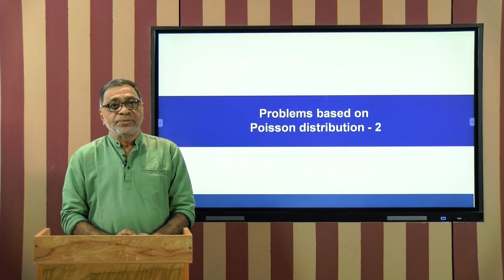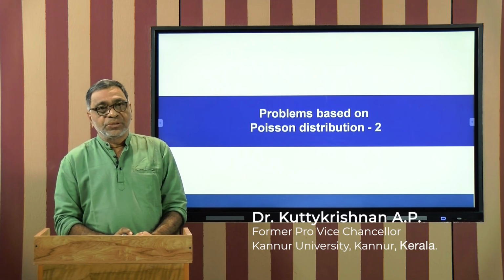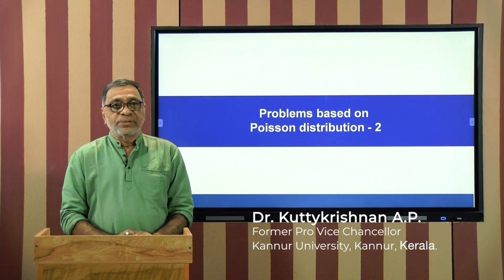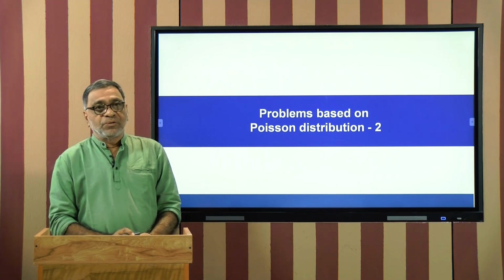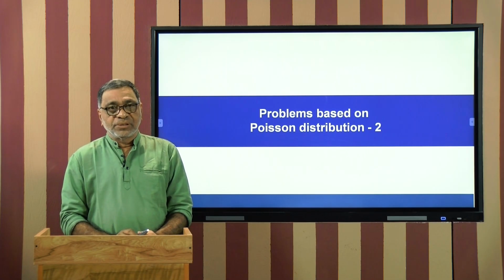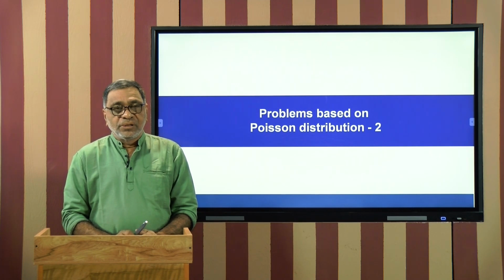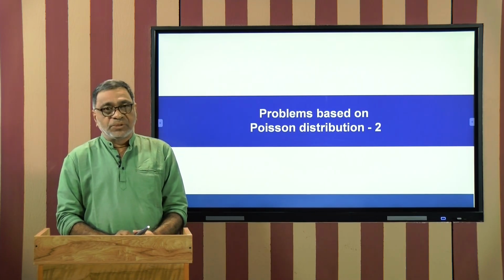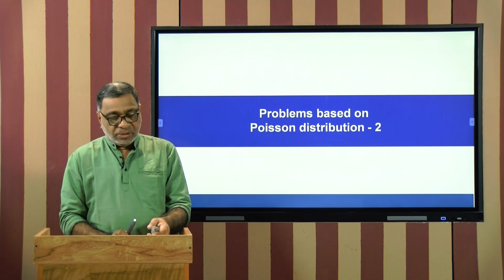In the last modules, we have discussed some numerical examples with respect to binomial distribution and Poisson distribution. That is, some examples in which we are applying Poisson distribution for finding probabilities of certain events. In continuation of the last module, in this module also we are going to discuss some numerical examples with respect to Poisson distribution. Let us consider the problem.